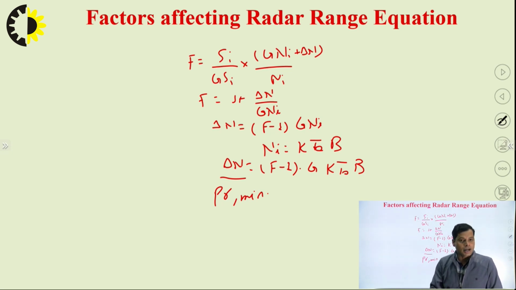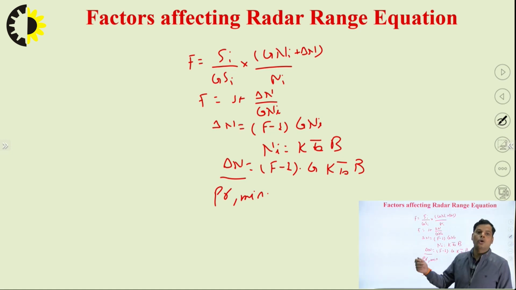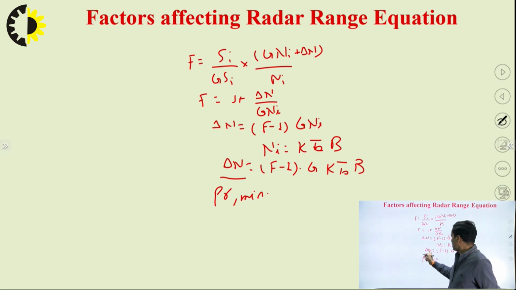To detect this target, if PR min is less than this equivalent noise del N, then the radar is not able to detect the target. So to detect the target, for a minimum detectable signal, the PR min value must be equal to or greater than the equivalent noise generated in the receiver. Only in this condition, if PR min is equal to the radar equivalent noise power, can the radar detect the signal. In this way, this sets limits on the receiver sensitivity of the receiver section.